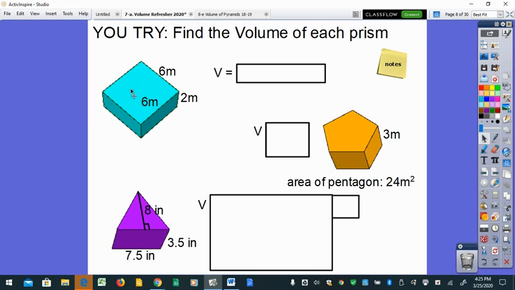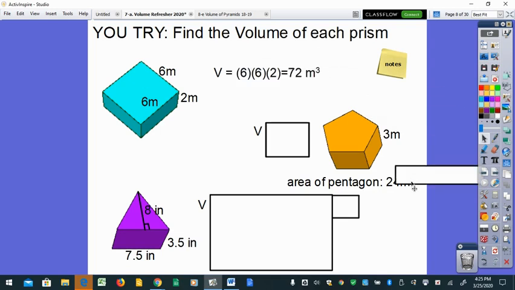Okay, the first one, the blue one, is the easiest. Rectangular prism, length times width times height. And don't forget your units. It would be 72 meters. And do not forget that volume is measured in cubic units. So we need a 3 there. Length times width times height, 3 dimensions.